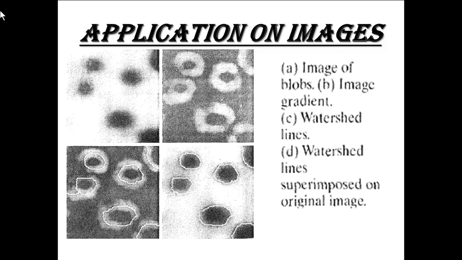Applications on images of all these stuff. First image is an image of blobs. Second is the gradient form. Third, we are getting watershed lines. Watershed lines are imposed on the original image in the fourth and final figure.